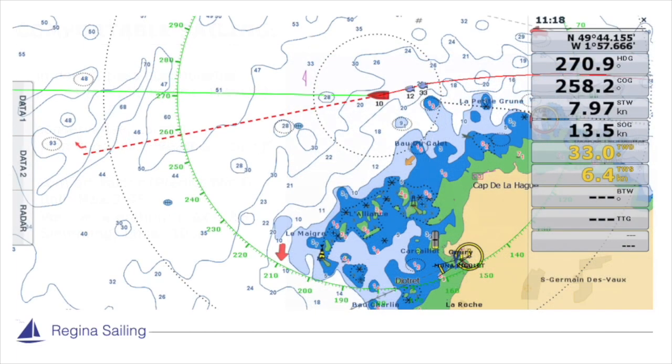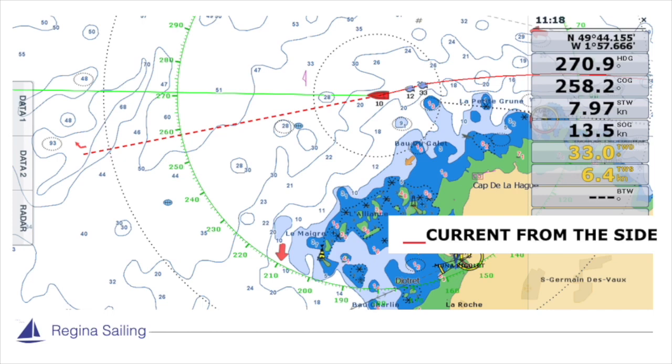Of course, you can then also have a current from the side, not only from against you, but from the side. And here on this picture, you can see the green pointing is the heading, and the red dotted line is the course over ground. So we have a current pushing our boat southbound. You can see it by the red arrow, the current arrow in the middle there, pushing us southbound. That's why we are heading about 270.9 degrees is the heading, but the course over ground is 258.2. So we have a side current, and to take the side current into consideration is quite helpful.